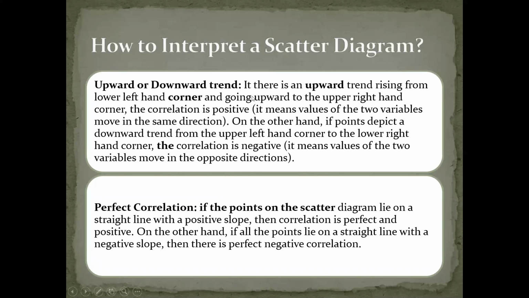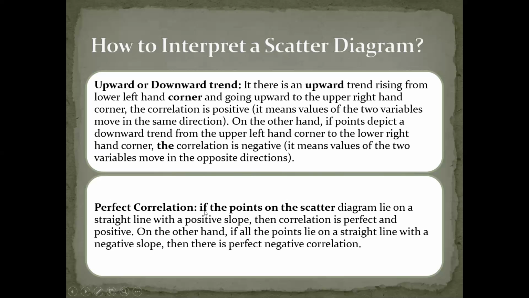Upward or downward trend. If there is an upward trend rising from lower left hand corner and going upward to the upper right hand corner, the correlation is positive. It means values of two variables move in the same direction. On the other hand, if points depict a downward trend from upper left hand corner to lower right hand corner, the correlation is negative. It means values of the two variables move in opposite directions.